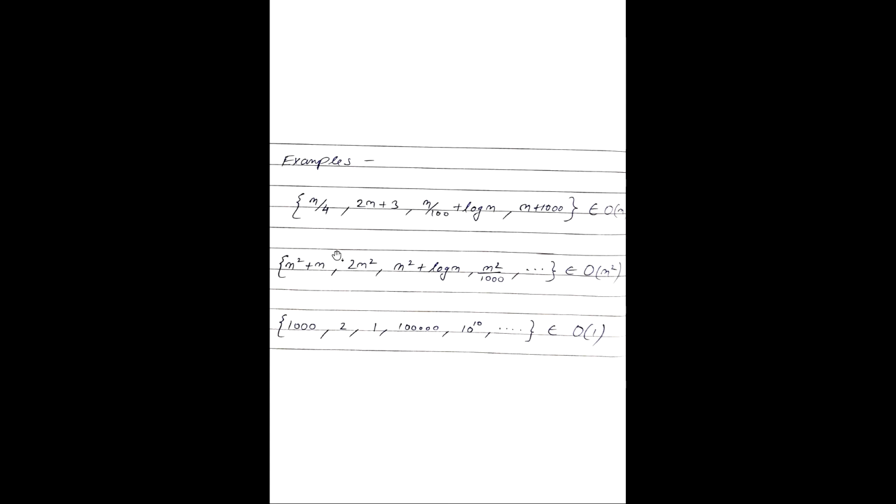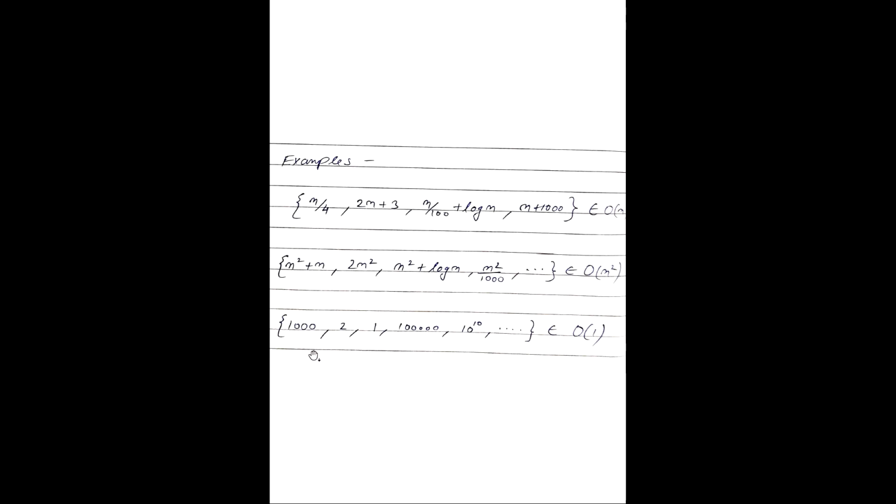Now if I talk about O of n square, then n square plus n square belongs to big O of n square, because if we drop the lower constant, there would be n square. 2n square, we would drop 2, we would be left with n square. It belongs to n square. n square plus log n is lesser as compared to n square in terms of time complexity. For this part, n square by 1000 belongs to big O of n square.